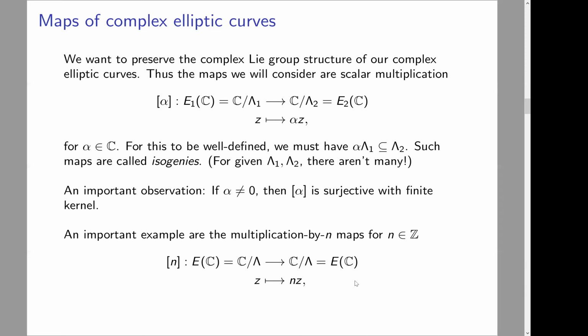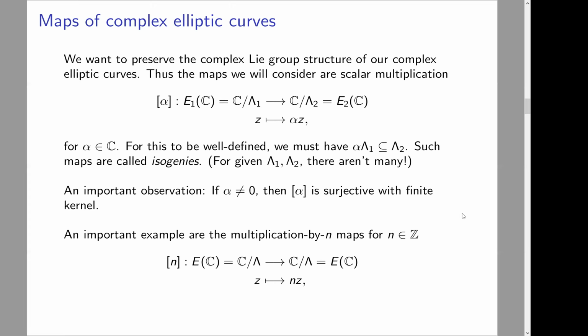Take z to nz. Because lambda is a lattice, if x is in lambda, then nx is also an element of lambda. It's closed under scalar multiplication by integers because it's an abelian group. It's a Z-module. So these will always give you nice isogenies from elliptic curves to itself. So there's an example of a collection of isogenies. In fact, these are called endomorphisms because it's a map from an elliptic curve to itself. So these isogenies are called endomorphisms.